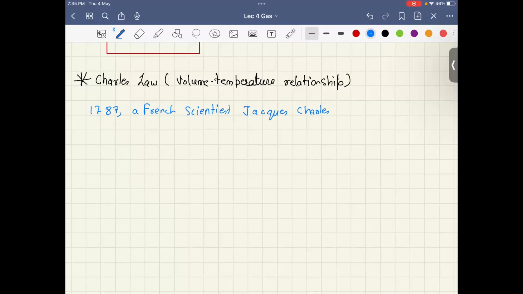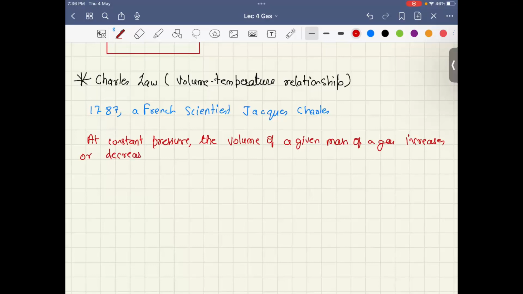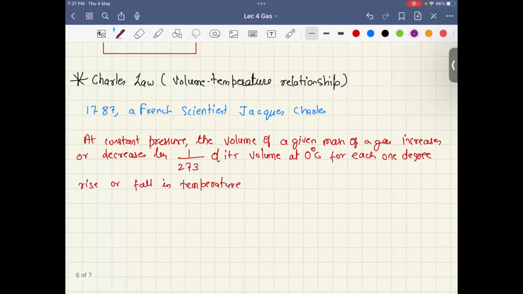As per this law, at constant pressure, the volume of a given mass of gas increases or decreases by 1 by 273 of its volume at 0 degree centigrade for each 1 degree rise or fall in temperature. So mathematically we can say that, right?